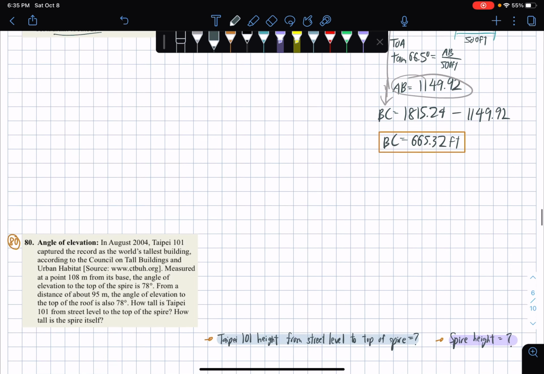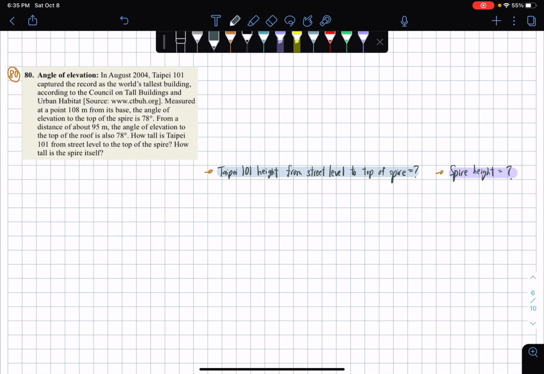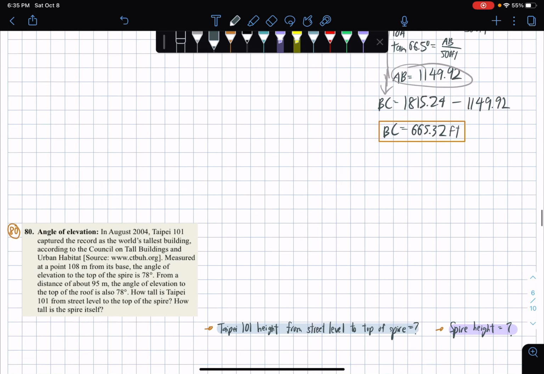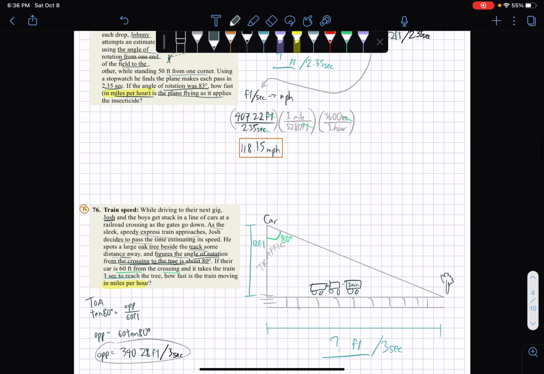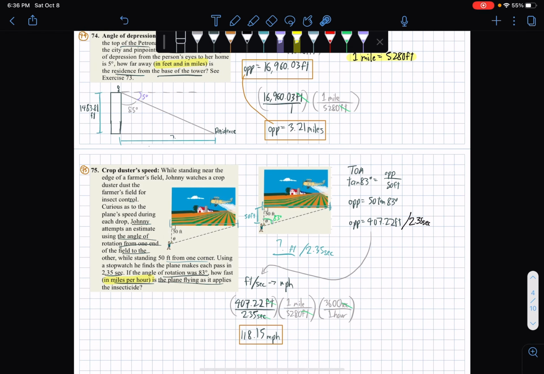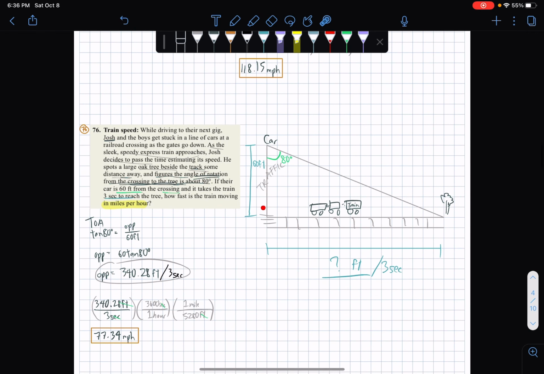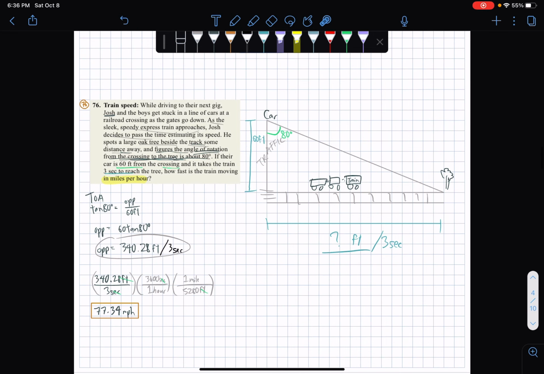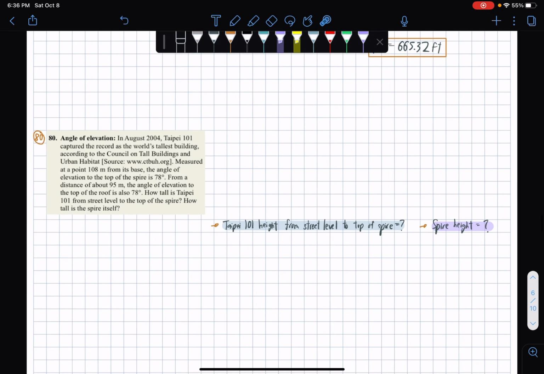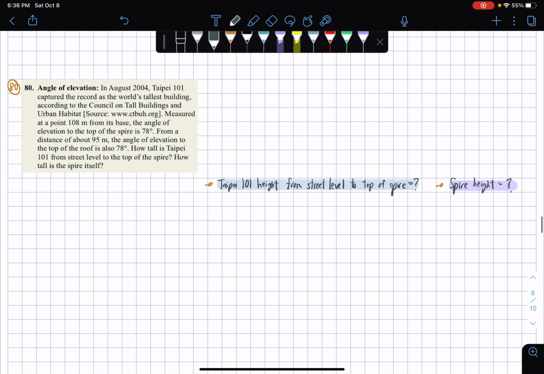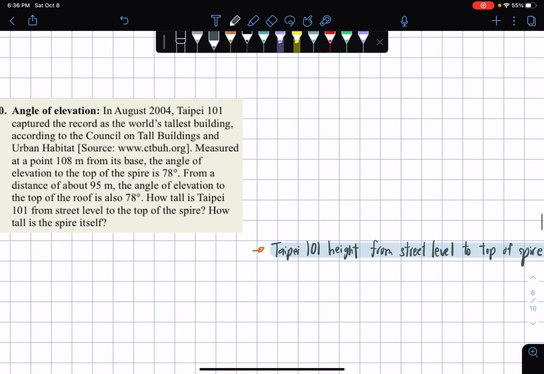Let's proceed to number 80. Angle of elevation. I suppose this is the same concept like the previous problems, particularly the crop duster problem that I solved in the previous video, as well as the train speed word problem. There are many ways to illustrate the situation in problem 80, but this is one of them.